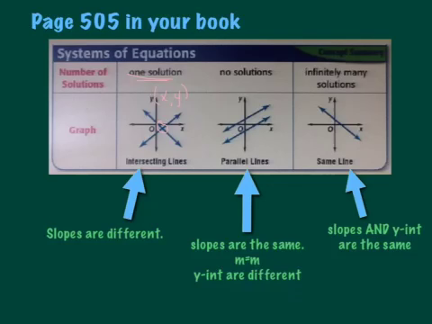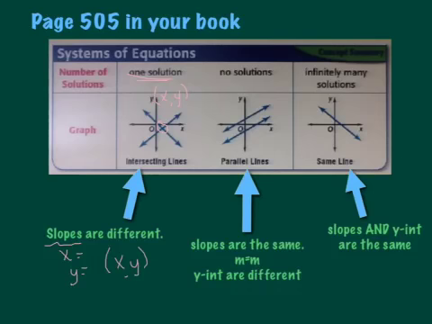So that's one of the cases when you have two lines. The slopes are different for those two lines, and where they cross is called the solution. So they have the same x and the same y that work in both of those equations. So your solution is that ordered pair where they cross.